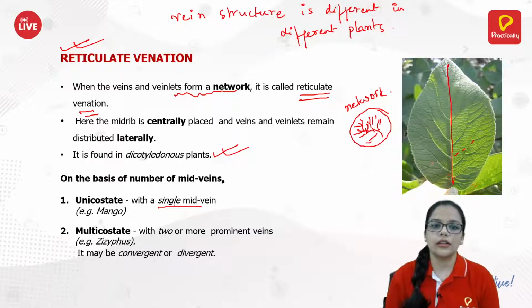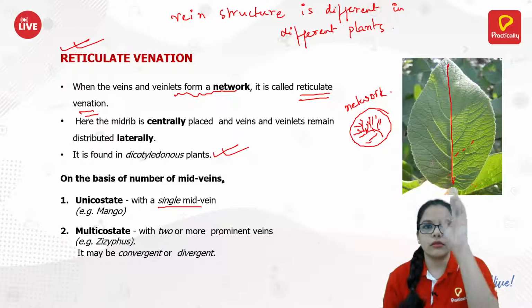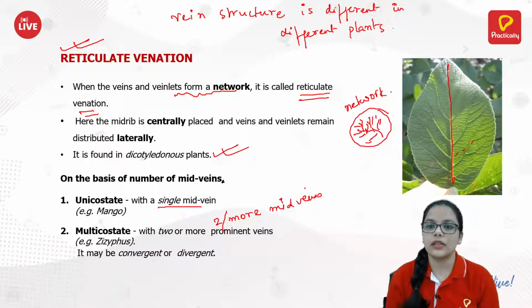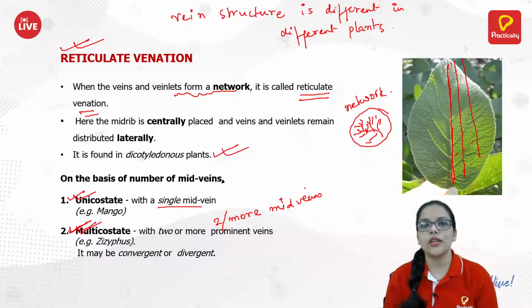Then there are other plants which have two or more mid veins. Mid veins, as in this structure, can you see? This is the main vein. So there will be two or three, such as Ziziphus and all. They'll have more. That kind is called multicostate. A single one is unicostate, and the double one is multicostate.